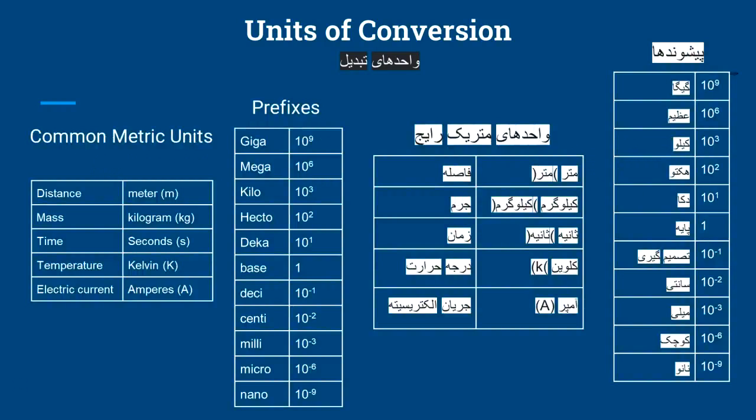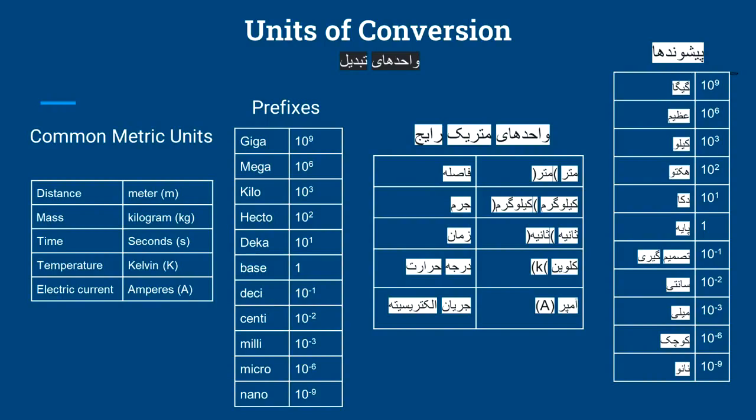When you're referring to a measurement of any type, it's going to be in a unit, depending on what you're measuring. For instance, if you're measuring distance, the common metric unit is meters. When you're measuring a mass, the common metric unit is kilograms. For time, it's seconds. For temperature, it's Kelvin. And for electric current, it's amperes.